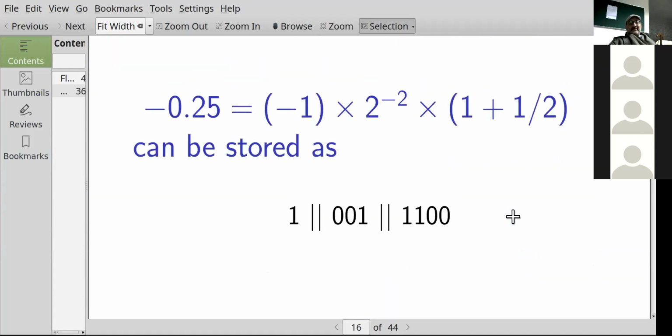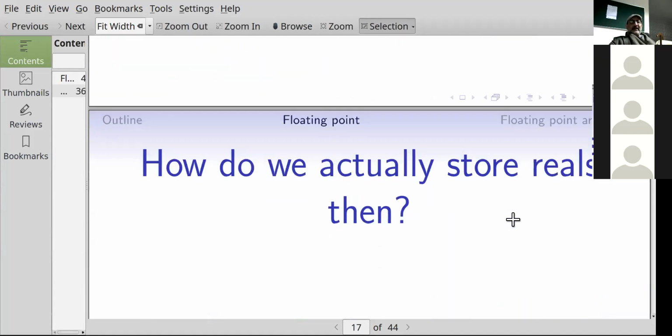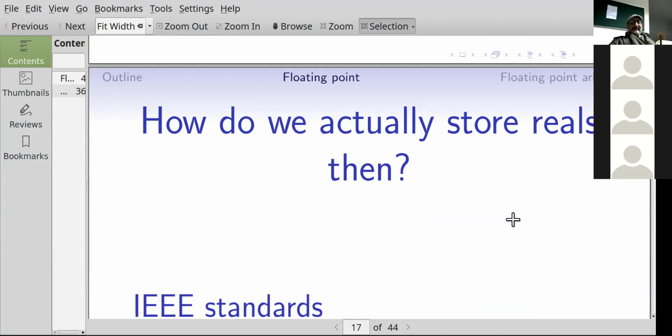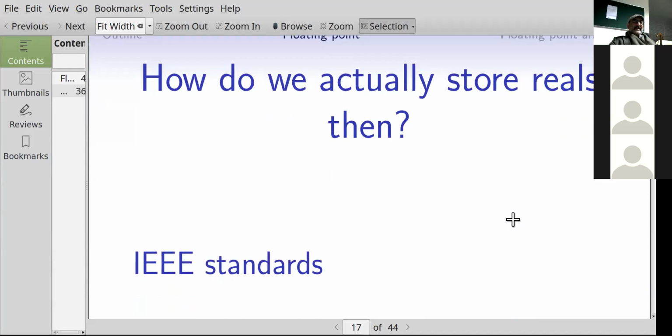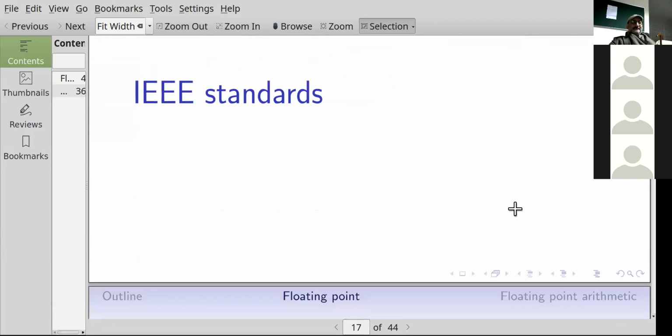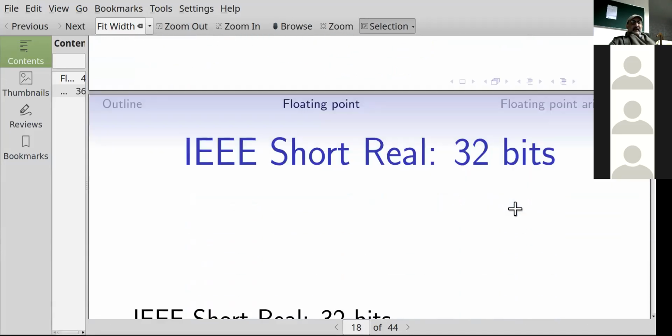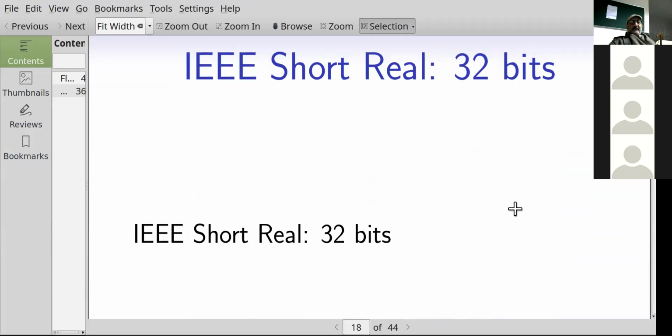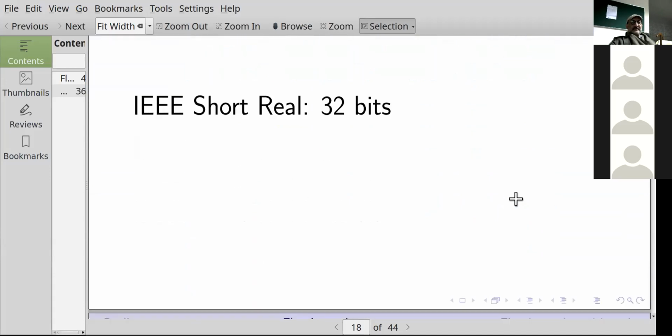But that was with 8 bits, right? And how do we actually store the real numbers? Actually, we can't even really store all of the reals. If you think about this a bit, you'll realize we can only store rational numbers. And we can't even really store all the rational numbers. But anyways, if you want to use 32 bits, all right, so the IEEE has defined this way, using 32 bits.